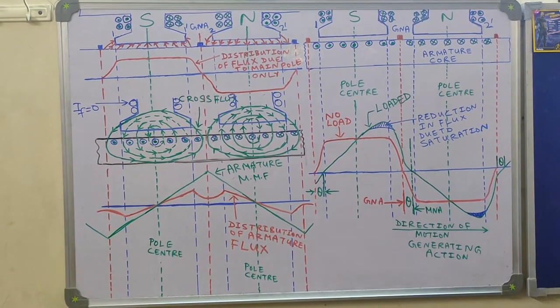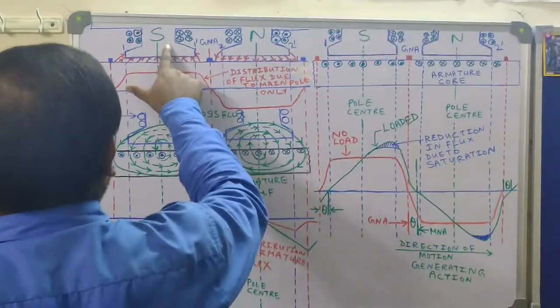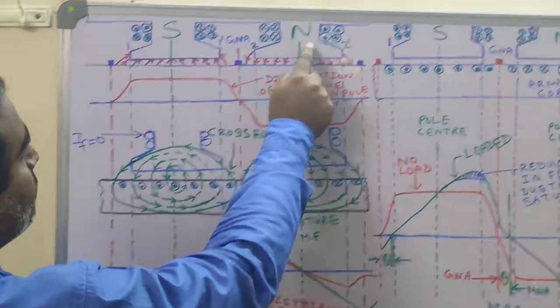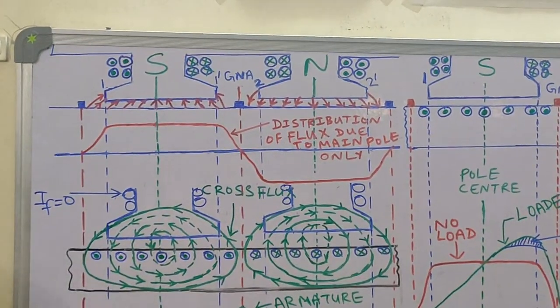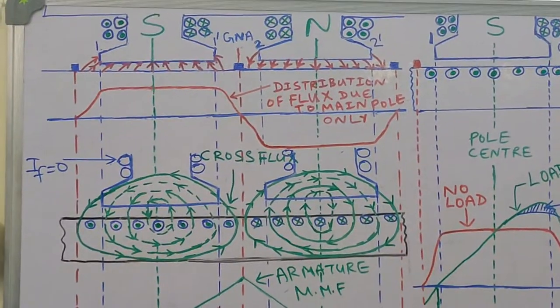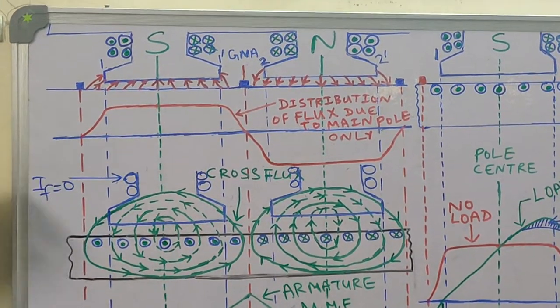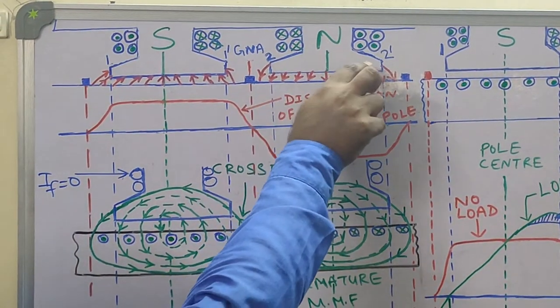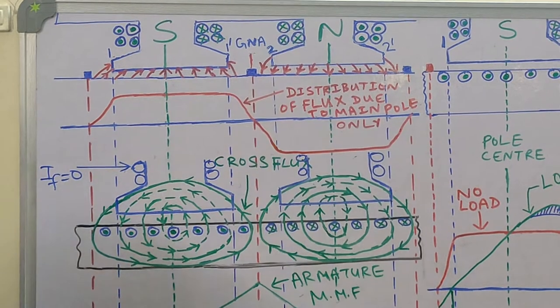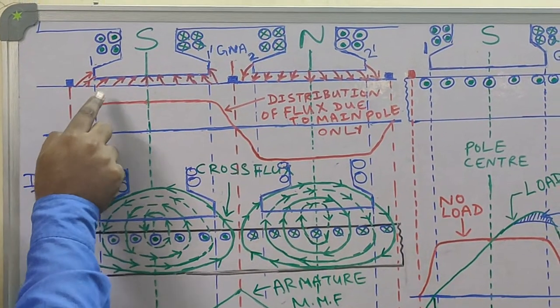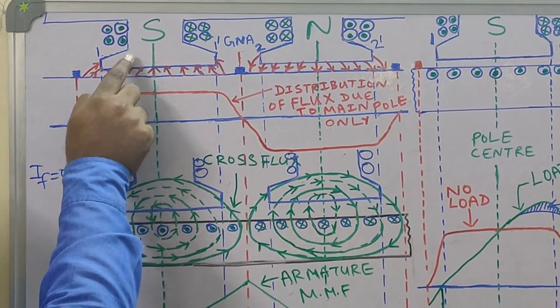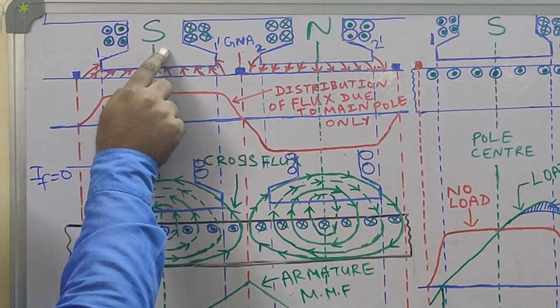Now this pole is written as south pole, and this pole is written as north pole. This is because by the right hand grip rule you will be able to find that the lines of flux are leaving this pole face, so it is termed as north pole. And the lines of flux are found to enter this pole face, so it is termed as south pole.